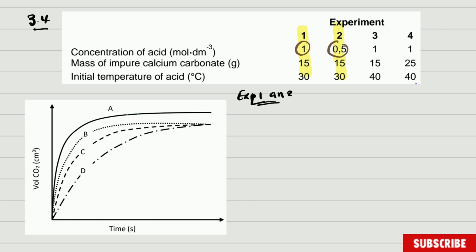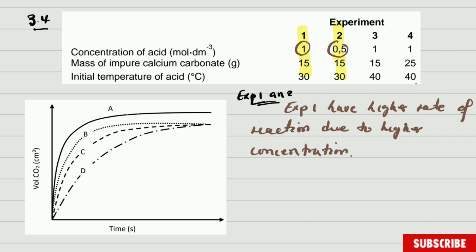So all we have to do is compare. According to the concentration, experiment 1 was done under a higher concentration of hydrochloric acid, and therefore the rate of the reaction is going to be higher. So we have to say that experiment 1 has a higher rate of reaction due to higher concentration. Note, higher rate of reaction than experiment 2. We are comparing experiment 1 with 2 right now.